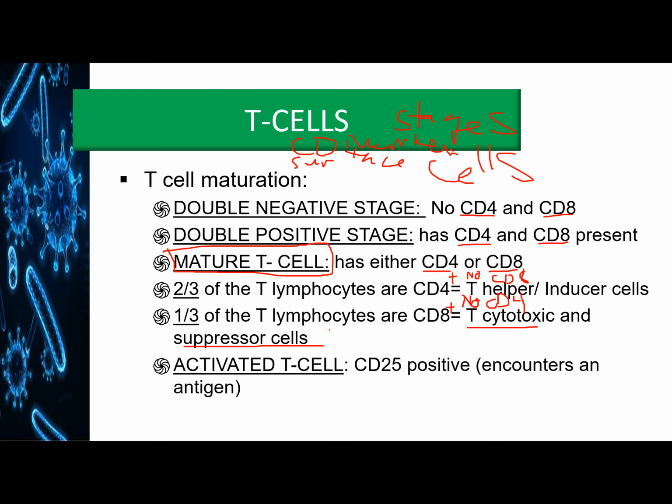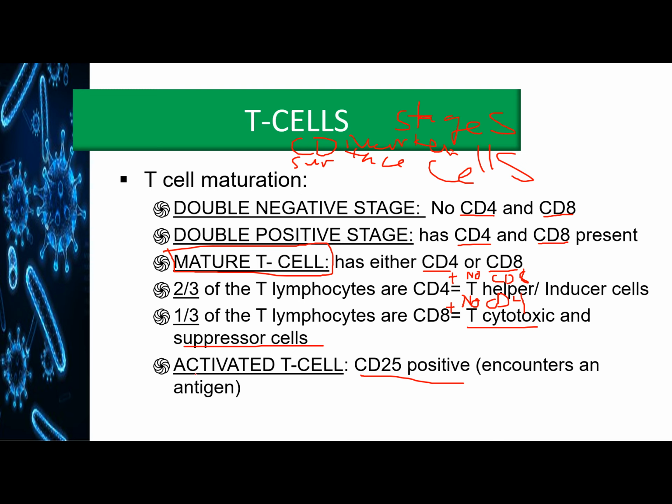So kapag tinanong kayo sa quiz nyo, class, what lymphocyte has CD4 positive on its surface? The answer is your T helper or T inducer. Kapag naman tinanong kayo, what lymphocyte is CD8 positive? The answer is cytotoxic and suppressor. Then we have also your activated T cell. This is the one that is CD25 positive.